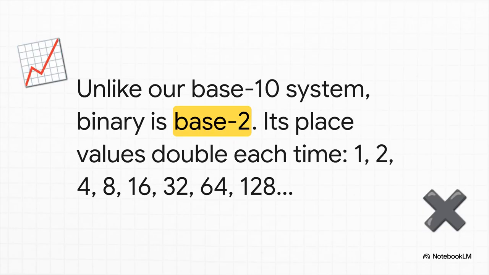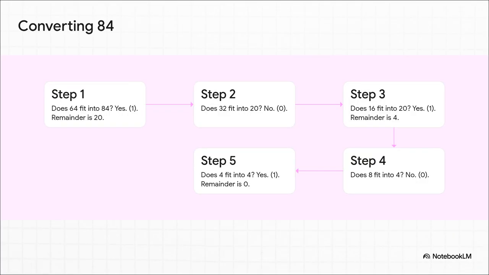You know how in our normal counting system we have a ones column, a tens column, a hundreds column, and so on? Well, binary is base 2, so instead of going up by powers of 10, each column just doubles. 1, 2, 4, 8, 16, 32, you get the idea. Okay, here's how the logic works.